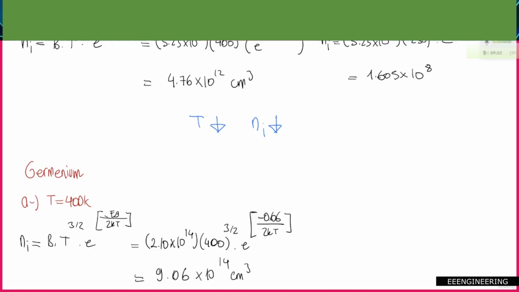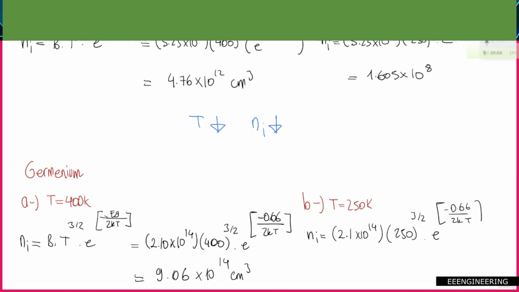But what happens if I investigate exactly the same element, the intrinsic carrier concentration for T equal to 250K? Again, n_i equals B, which is 2.1 times 10^14, times 250^(3/2) times e^(-0.66/2kT). In the end, when you do the proper calculations, you're going to find the answer is 1.42 times 10^12 per cubic centimeter.